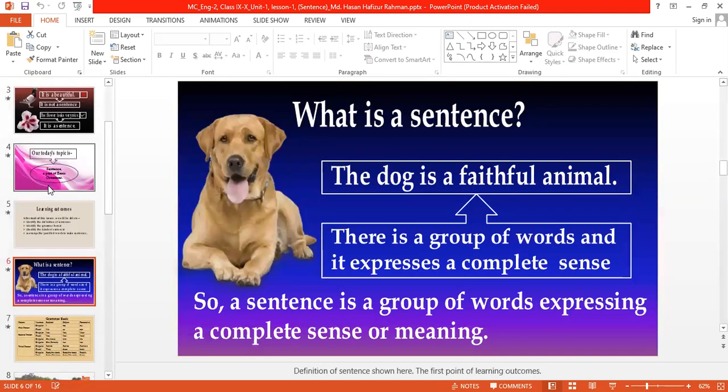Okay, my dear students, what is a sentence? We give you a definition of sentence. The dog is a faithful animal. There is a group of words and it expresses a complete sense. So a sentence is a group of words expressing a complete sense or meaning. Again, what is the definition of sentence? A sentence is a group of words expressing a complete sense or meaning.